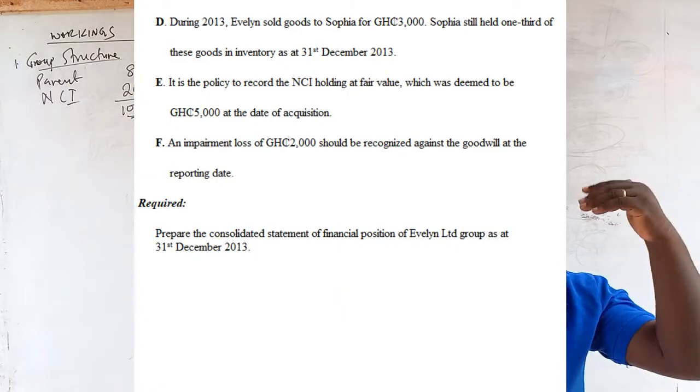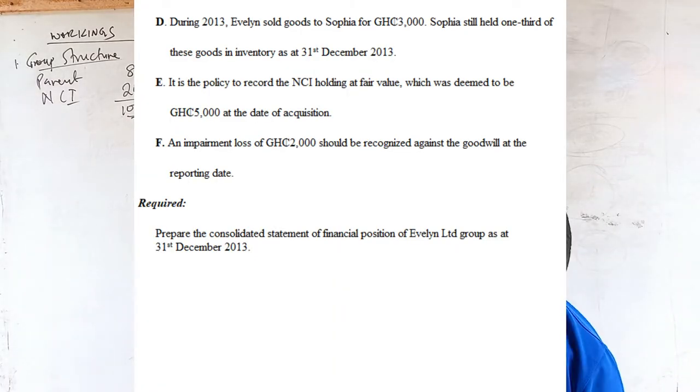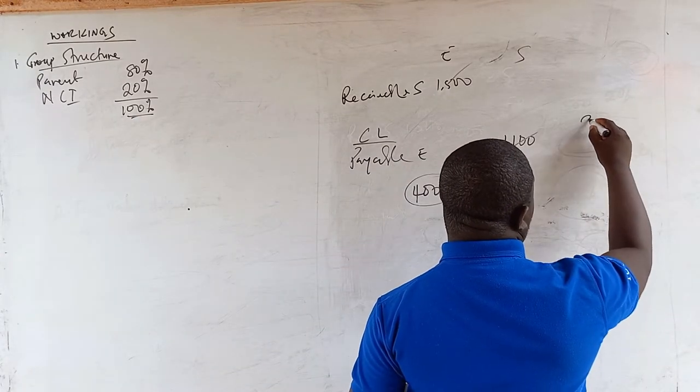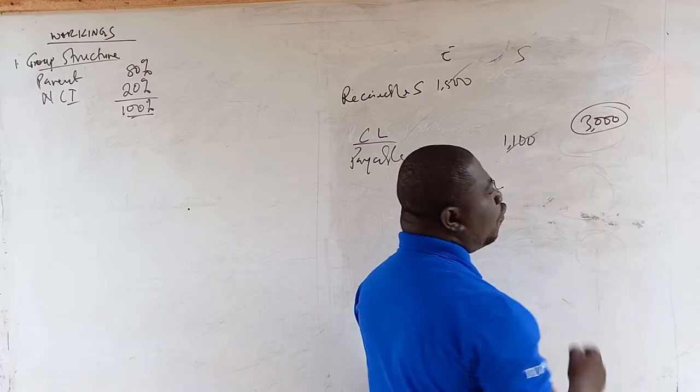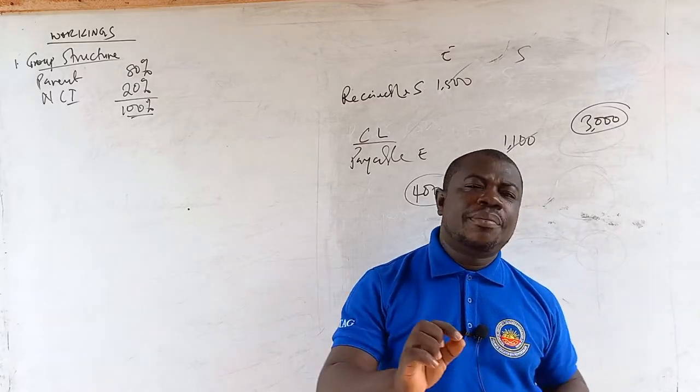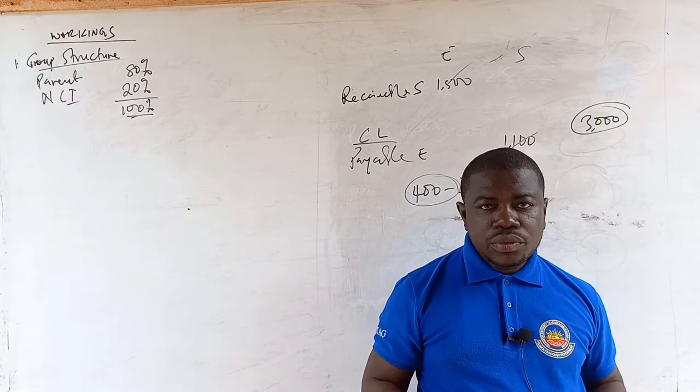The next one, we have already been told about a markup of 25%. D says that during 2013, Evelyn Limited sold goods to Sophia for 3,000. Sophia still held 1/3 of the goods in inventory as of 31st December 2013. So that is a very important point that you should take note of. Now, there were sales of 3,000, and the fact that there were sales of 3,000 is not even the problem. The focus here is to determine the unrealized profit on the sale.